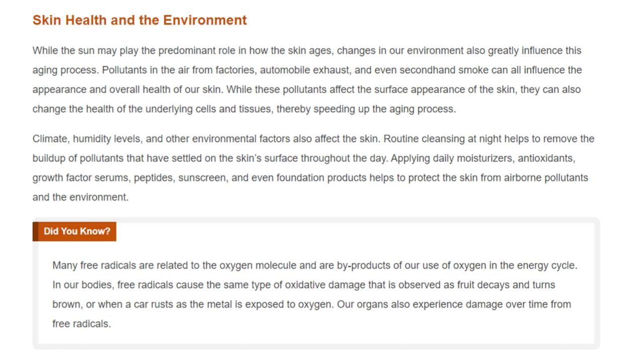Applying daily moisturizers, antioxidants, growth factor serums, peptides, sunscreen, and even foundation products helps to protect the skin from airborne pollutants and the environment. Did you know? Many free radicals are related to the oxygen molecule and are byproducts of our use of oxygen in the energy cycle. In our bodies, free radicals cause the same type of oxidative damage that is observed as fruit decays and turns brown, or when a car rusts as the metal is exposed to oxygen. Our organs also experience damage over time from free radicals.